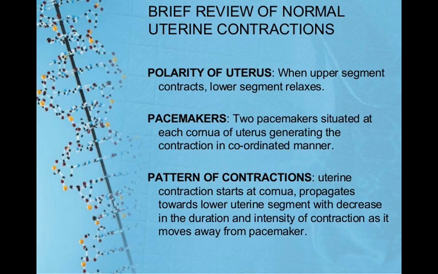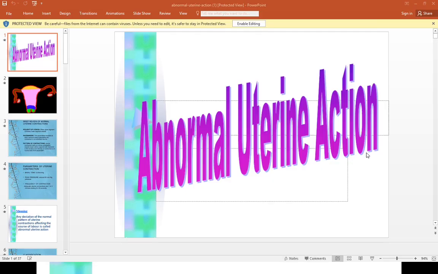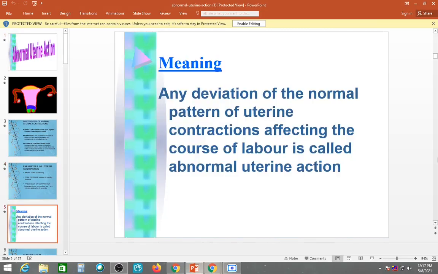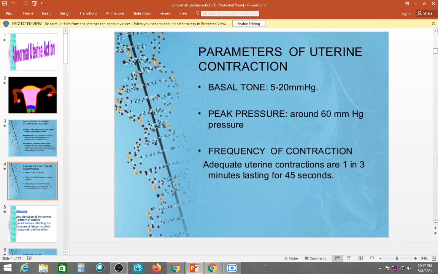You have seen here, this is the pacemaker, actually. This is a multiple pacemaker. We already talked about the polarity of the uterus, the pacemaker, then the pattern of the contraction, and also the frequency, which means the tone, the basal tone. Basal tone means the minimal tone of the uterus.